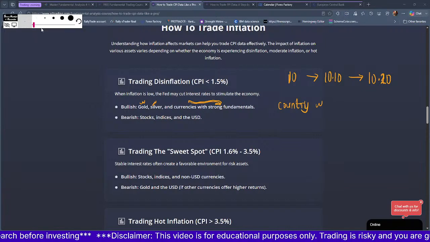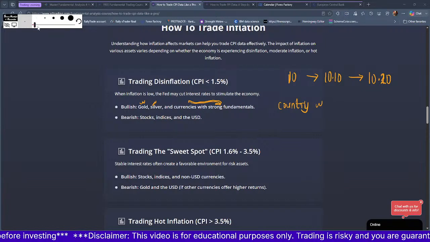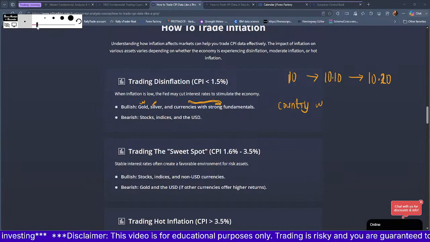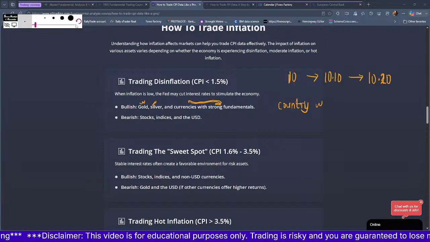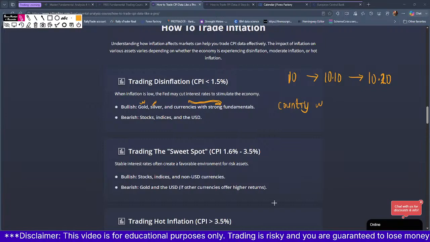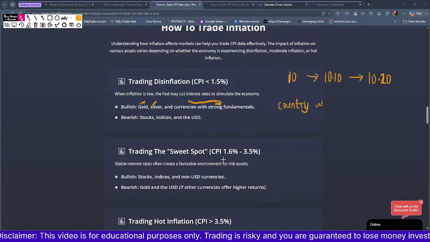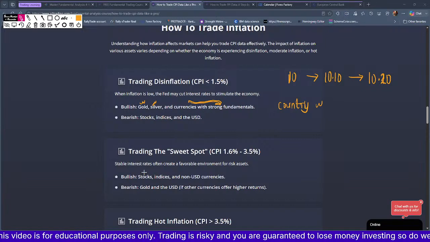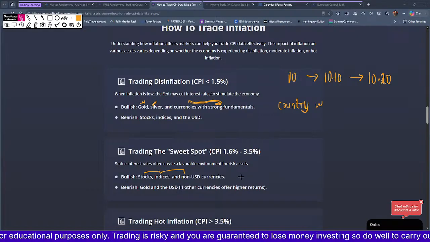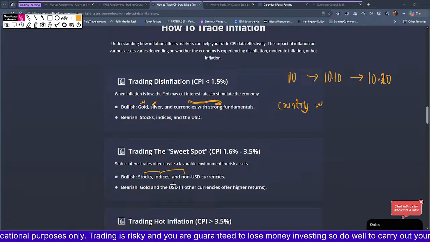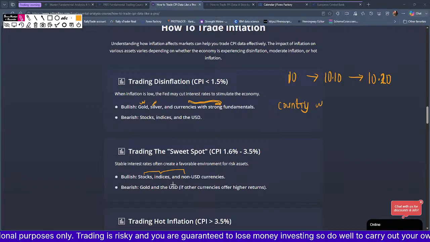Now, for the sweet spot, when inflation is moving as it ought to be, you want to buy things like the stock market, things like indices, and things like non-USD markets. How and why? Why would you want to buy things like this?